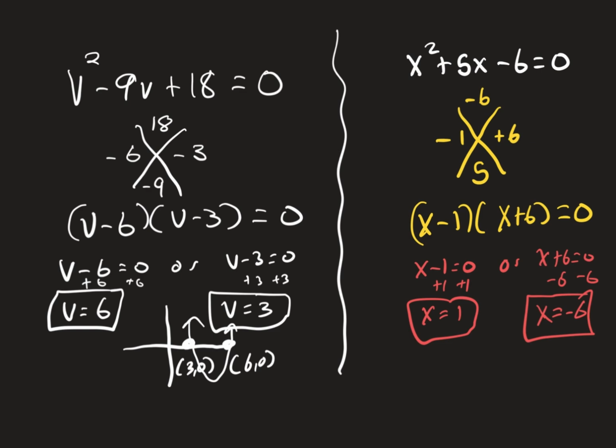1 minus 1 is 0. Perfect. 0 times anything is 0. Negative 6 plus 6 is 0. 0 times anything is 0. We're good. Okay. So far, so good?